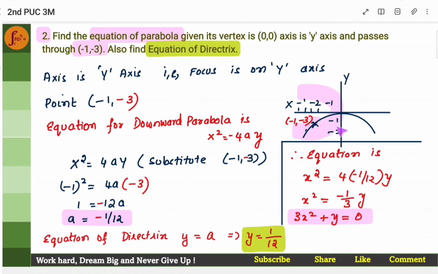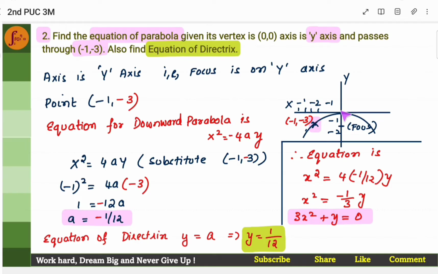So it could be any of these parabolas. Now how do we know exactly which is the parabola? You'll have to look at the axis. They've given axis y-axis. What does it mean when you say axis is y-axis? That means focus is on y-axis. What does it mean? Focus is here. This is where the focus is, because it's on the y-axis.